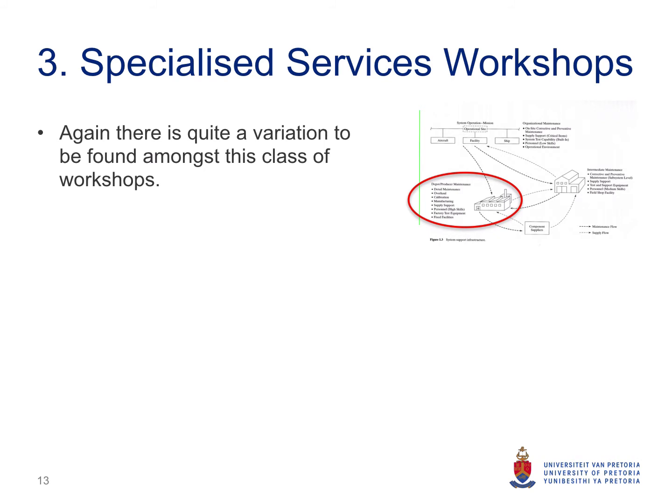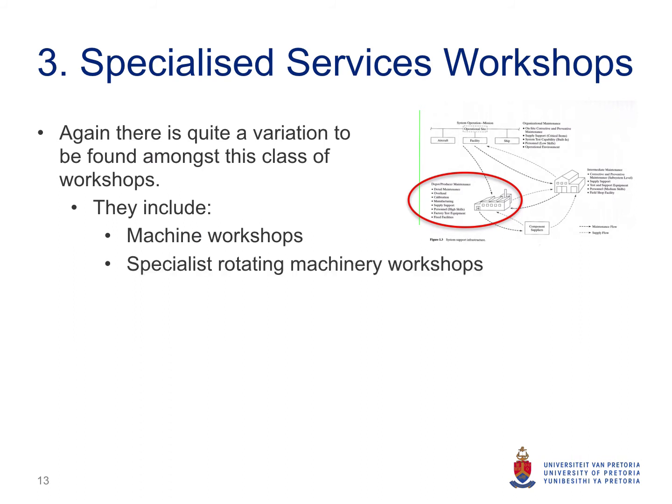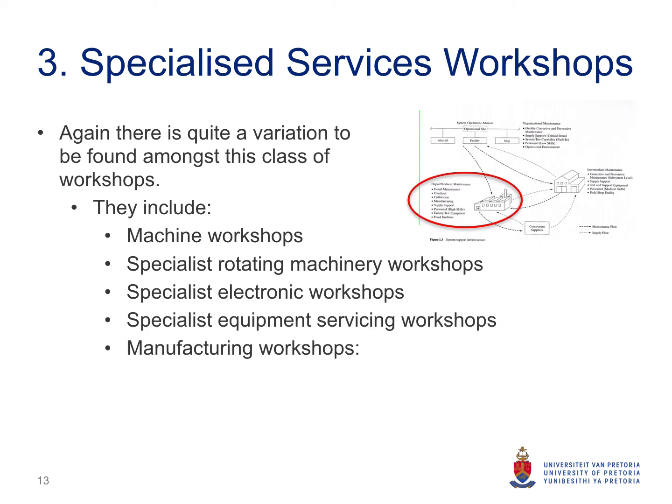Specialized services workshops are, as their name indicates, the most sophisticated of the three workshop types. Referring to Blanchard's figure 1.3, we are talking here of depot maintenance. Specialized service workshops again differ much in variety. Examples are machine workshops, rotating workshops, electronic workshops, servicing workshops, and manufacturing workshops in a fair variety like boiler making workshops, machining workshops, and so on.